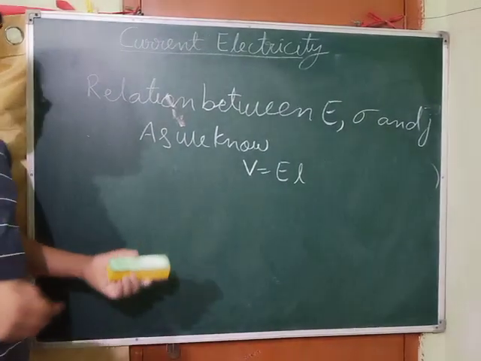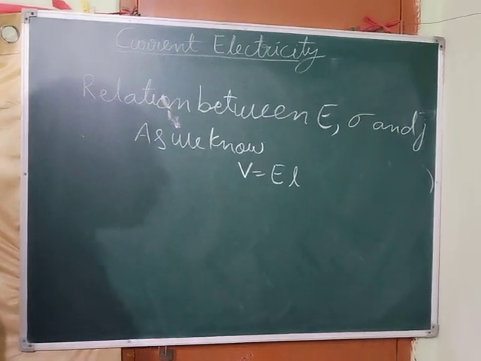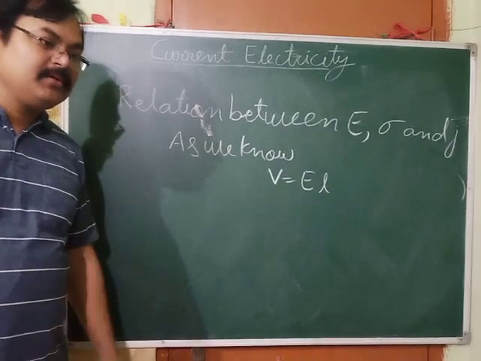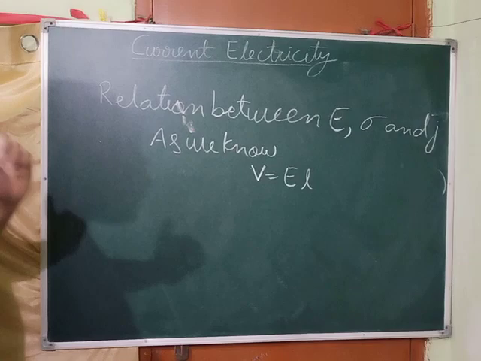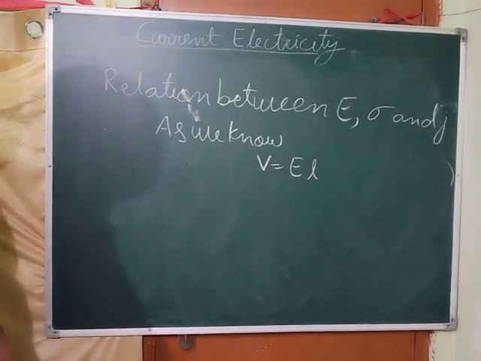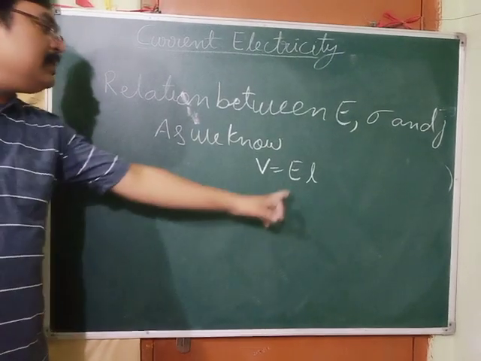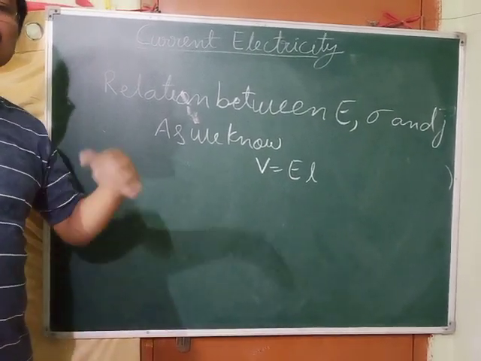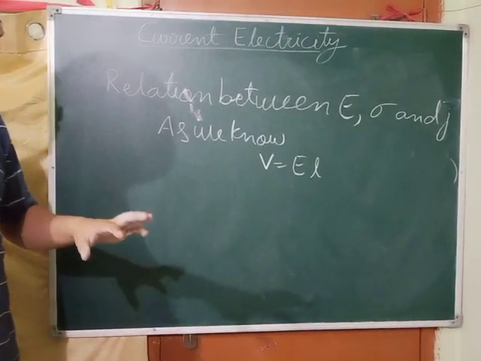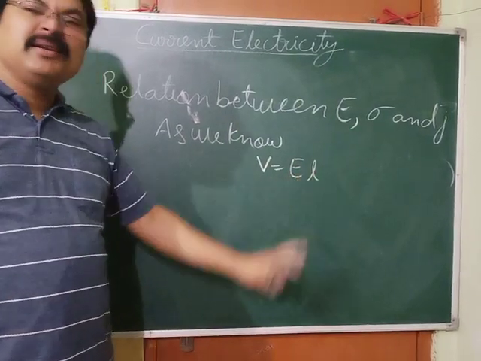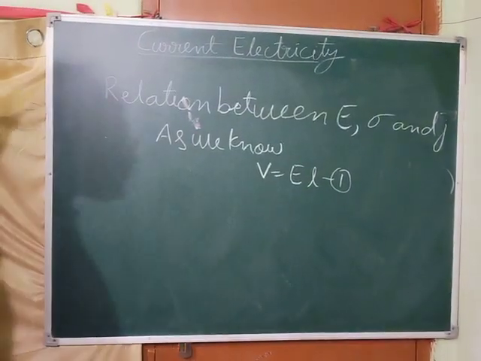Start writing. When a potential difference V is applied across a conductor of length L, such that a uniform electric field E is developed in the conductor, then V is equal to E L. We can mark it equation number 1.